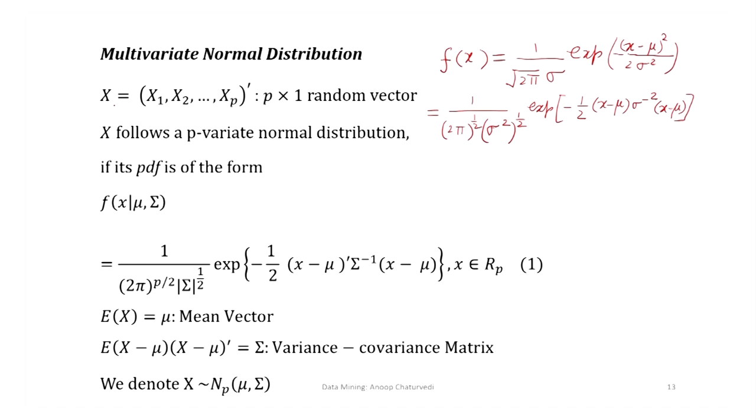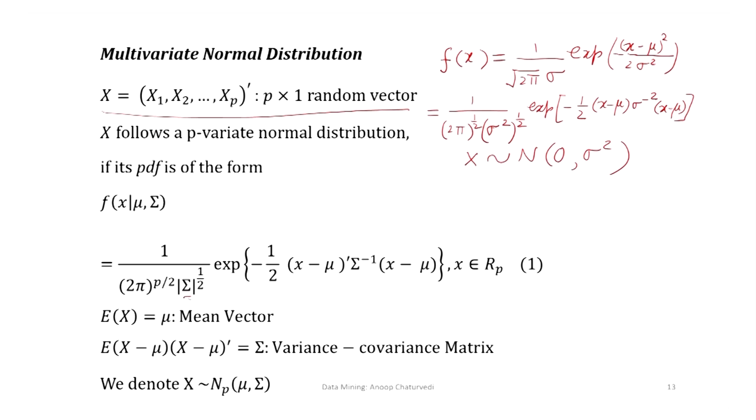suppose this capital X is equal to x 1 x 2 x p transpose is a p cross 1 random vector. Now, we say that x follows a p variate normal distribution, this random vector x, if its PDF is of the form f x given mu capital sigma equal to 1 upon 2 pi to the power p by 2. Now, in the univariate normal distribution, you have single variable. So, you write 2 pi to the power half. Here, we have p variables. So, we take 2 pi to the power p by 2 and determinant of sigma to the power half.